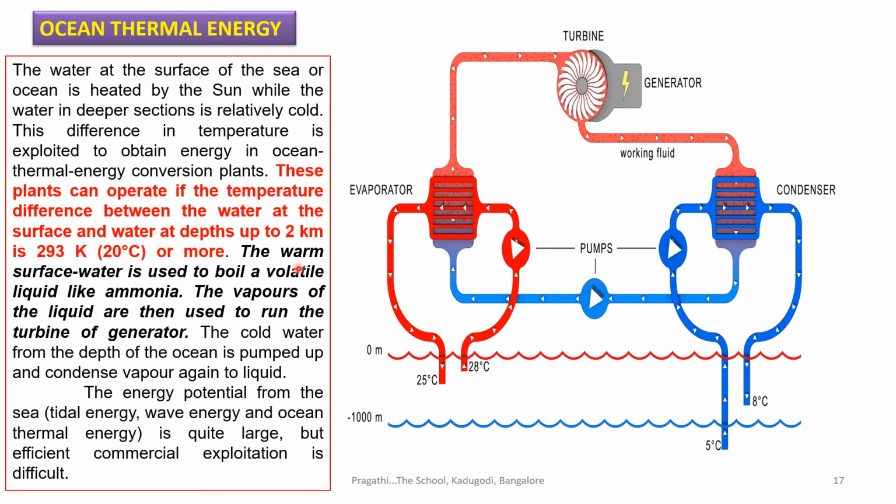You can see here, the warm surface water is used to boil a volatile liquid. Volatile liquid means at low temperature it starts evaporating and it will become a steam kind of thing. It will become a gas. So the evaporator is there. Because of the temperature difference, what happens? It evaporates and creates a pressure. It becomes a gas and it rotates the turbine. And you can see here the generator is here, and the turbine rotates the generator, electricity is produced.